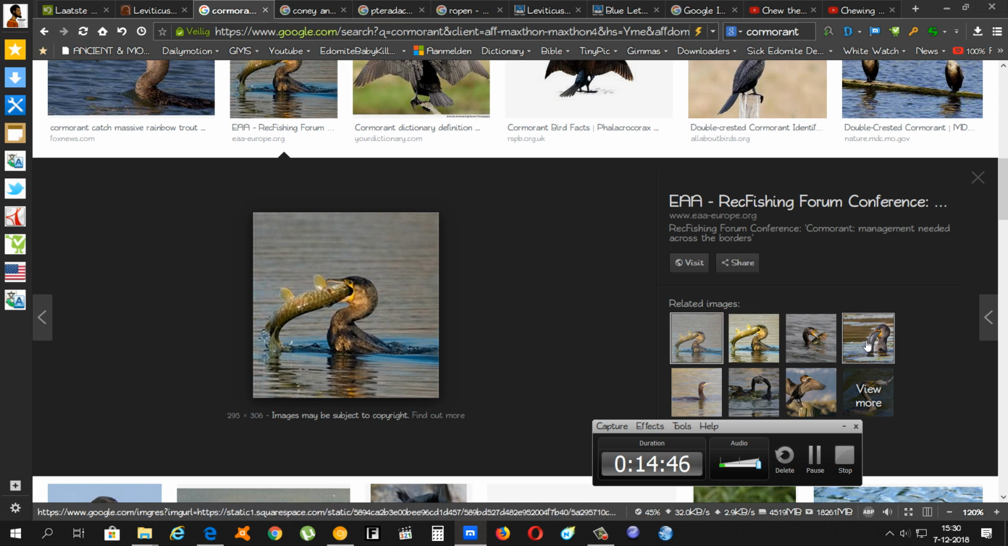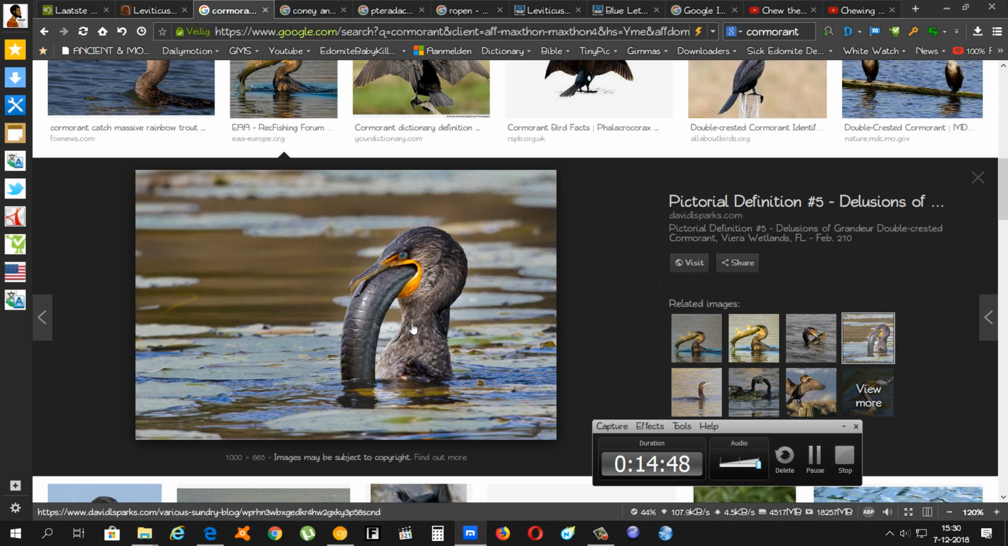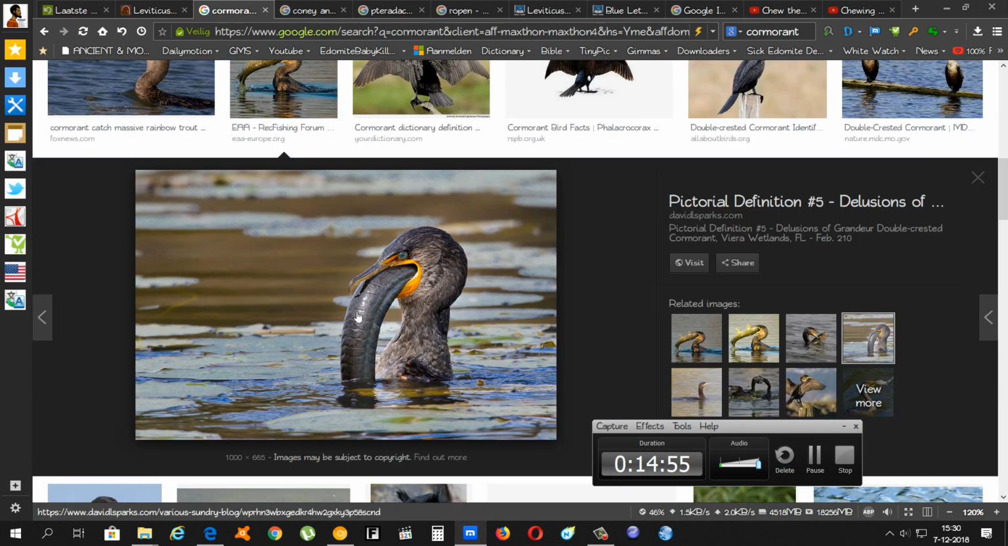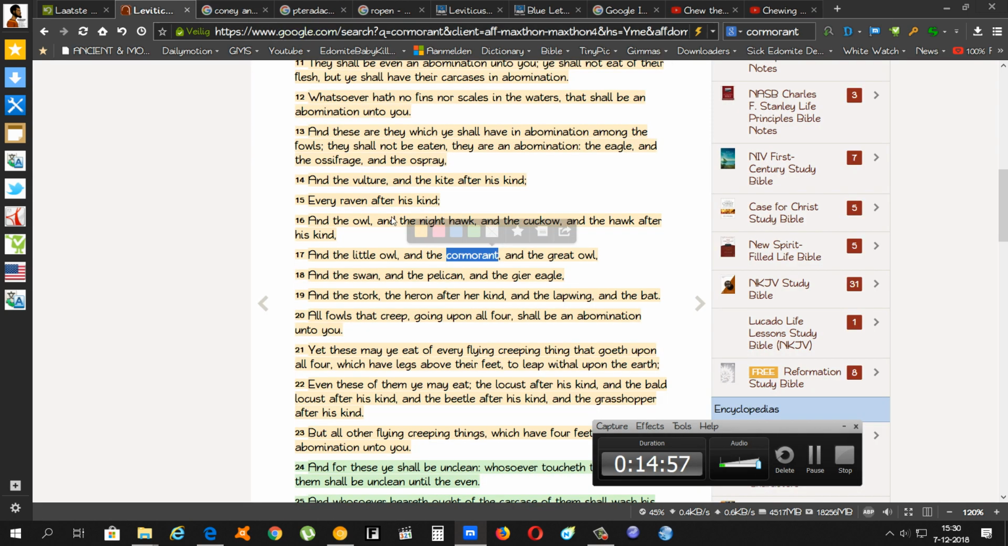Okay, just moving on. But these type of birds, you can't eat that. They eat snakes too. Where's the fish? It looks like a snake. Right, going on.